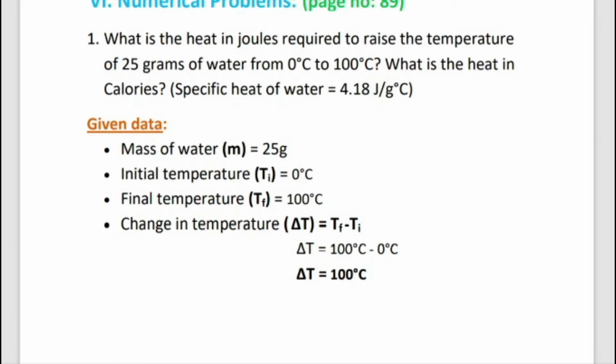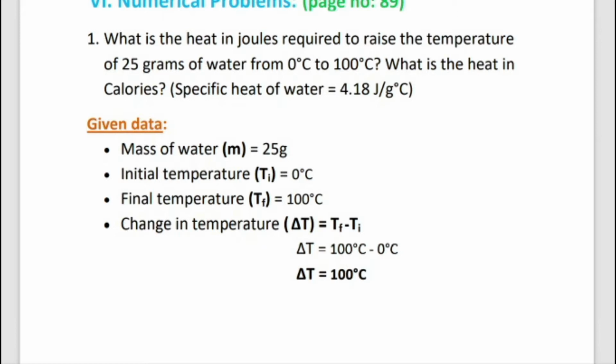What is heat? The sum of the kinetic and potential energy is called the internal energy. This internal energy, when it flows out, is called heat energy. This energy is more in hot substances and less in cold substances, and always flows from hot substances to cold substances. Write the given data.